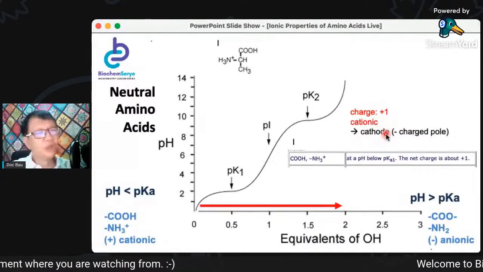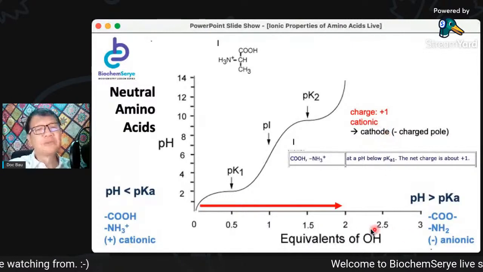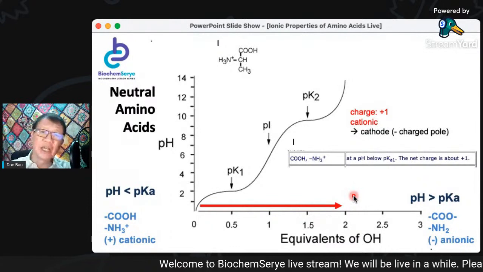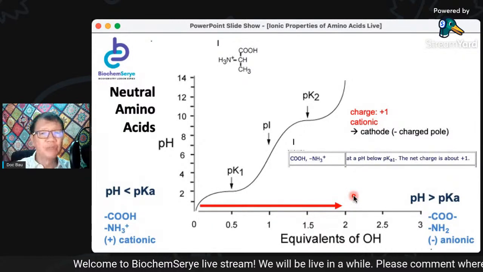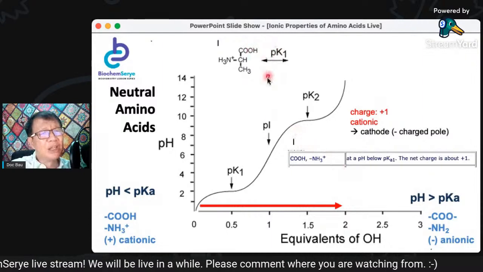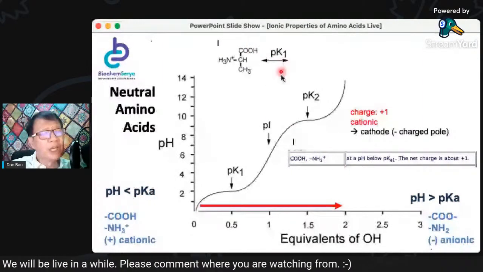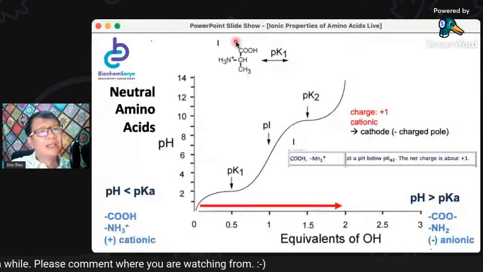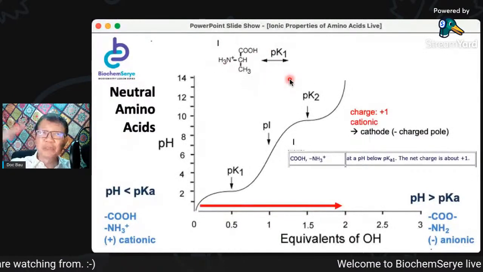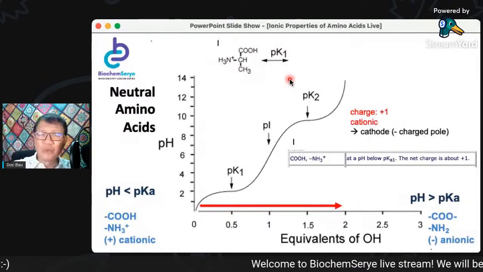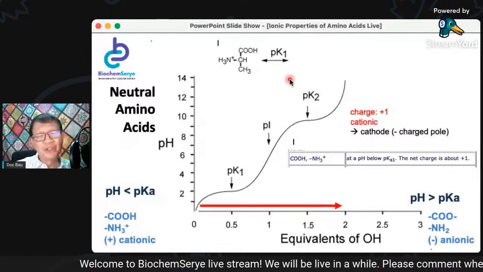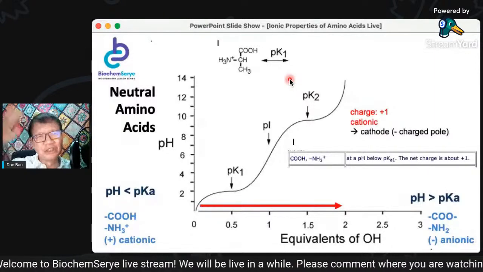If we add more sodium hydroxide, more hydroxide, what happens? We are decreasing the hydrogen ion concentration. You'll come to a point, and we'll be discussing pKa later on, where the hydrogen ion concentration becomes lower than your pKa. So what happens now? Something has to give, as your hydrogen ion concentration is falling.